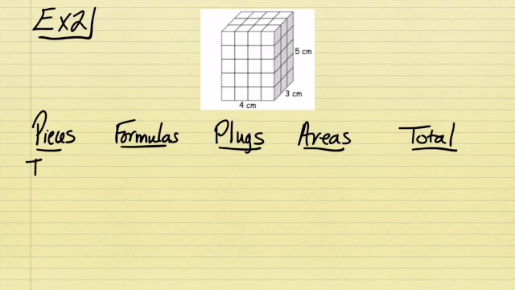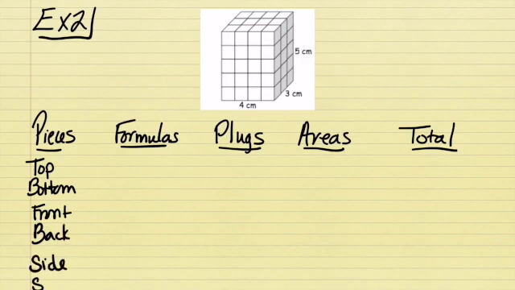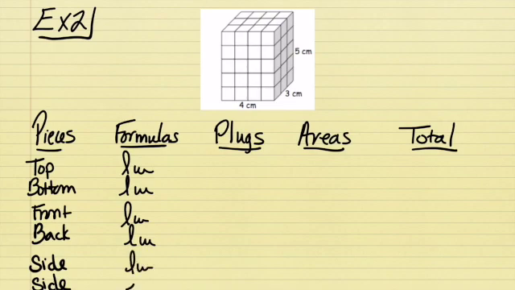So we have a top. We have a bottom. We have a front. We have a back. We have a side. And we have a side. It's a rectangular prism. Every shape on here is a rectangle. Okay? So that's all going to be length times width. Length times width. Length times width. Length times width. Length times width. Length times width.